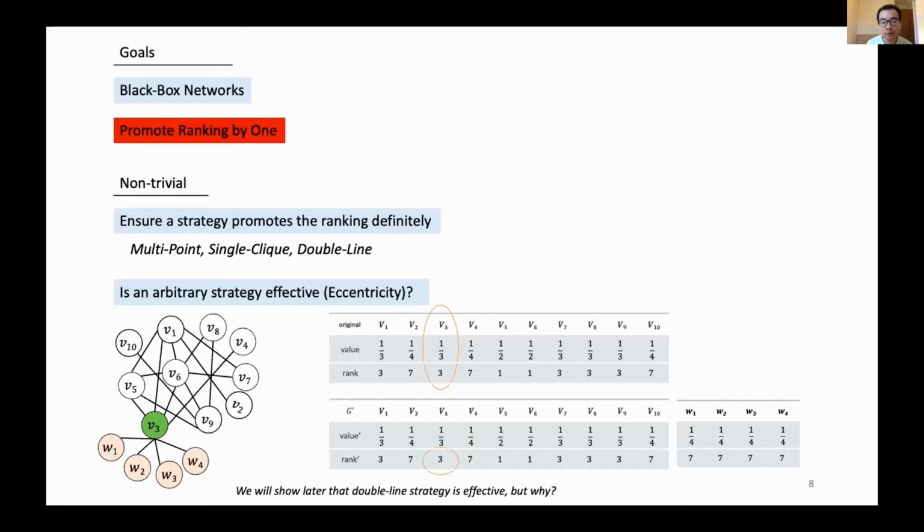In our paper, we will show that instead of inserting multiple points, if you insert a double line, the ranking of the target node will be improved for eccentricity. But why? Do you have any idea for this? In our paper, our main contribution is to answer the question: when will a strategy be effective for promotion?